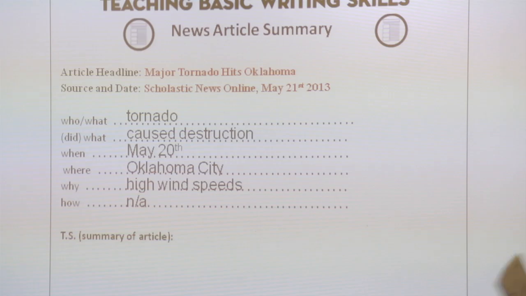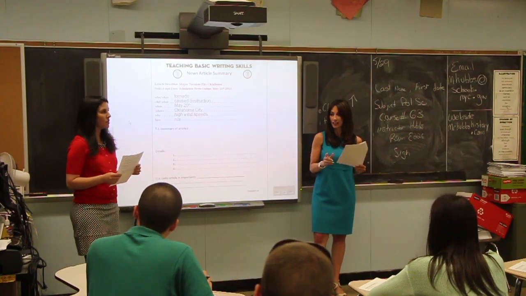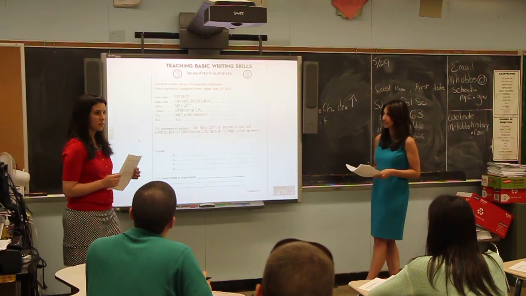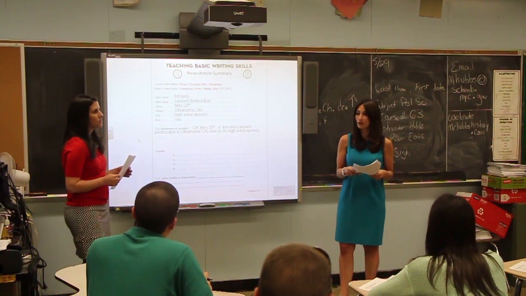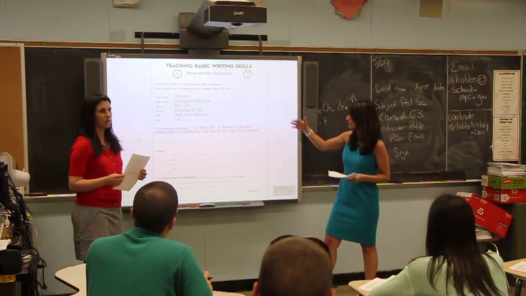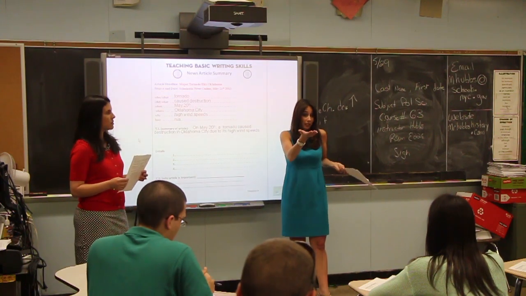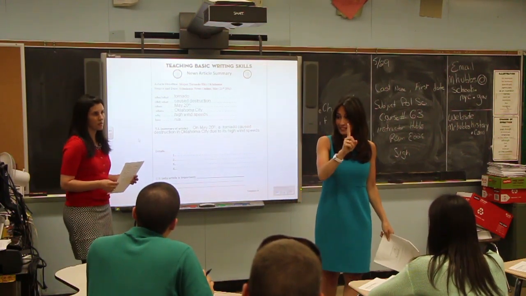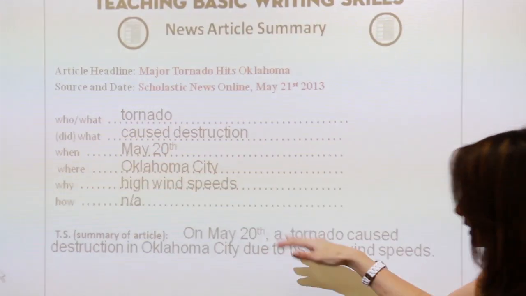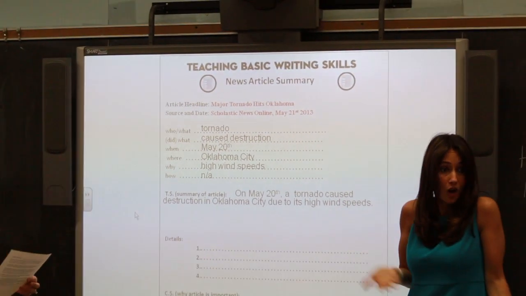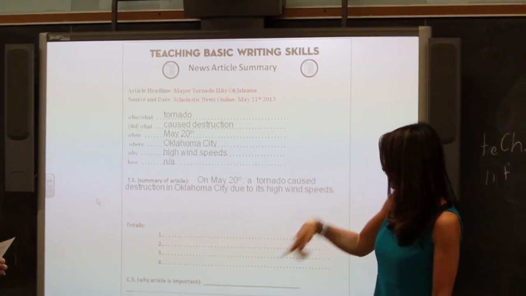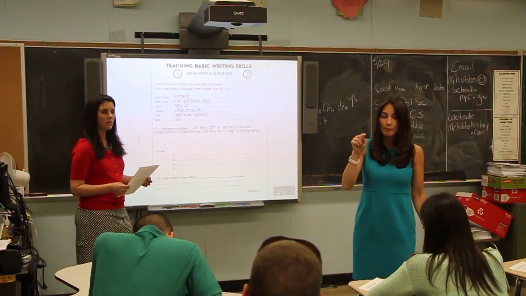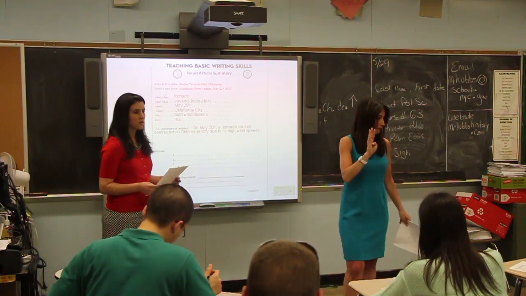Nice. Anybody else? Okay, so we had on May 20th, the tornado caused destruction in Oklahoma City due to its high wind speeds. So you can see the brilliance of this activity because really kids just took a very lengthy article and got it down to one sentence. And that one sentence really summed up the article, right? So now we're going to take it a step further. So what we'll ask you to do is inside that article, number 4 details.